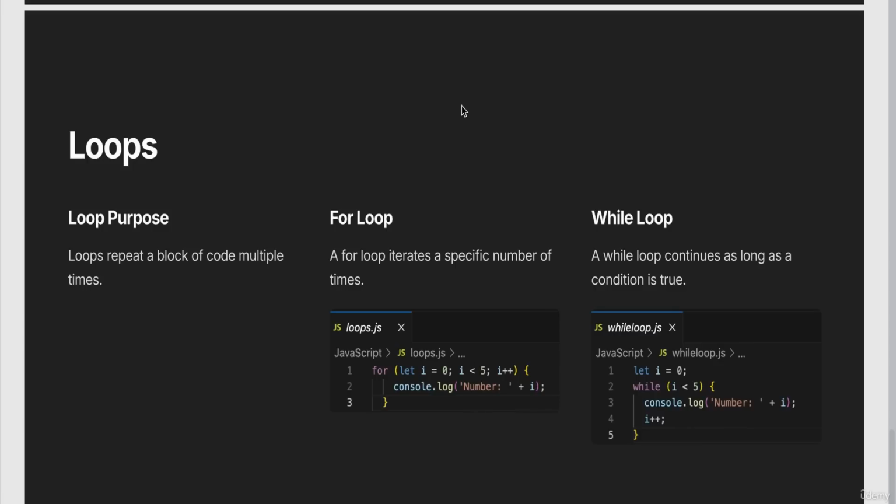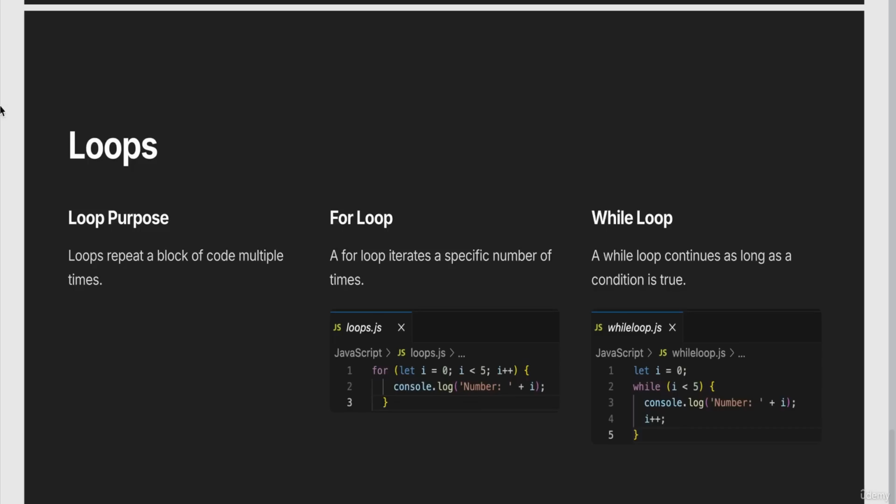Here's an example of a for loop. This loop runs 5 times, incrementing i each time. You'll see it log number 0 to number 4 to the console.